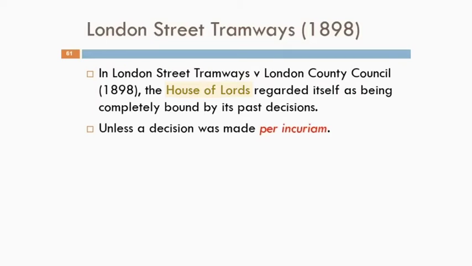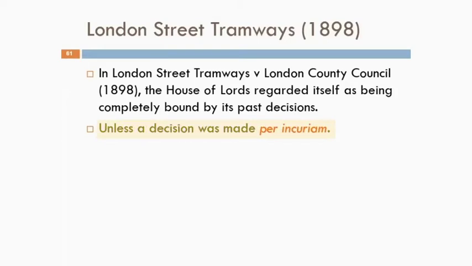So this is 1898. So I'm using House of Lords rather than Supreme Court because we didn't have a Supreme Court then. We had what we called the House of Lords. And they told us that they were bound by their previous decisions. So they could not overrule their previous decisions. Once they made a decision, whether it be 100 years or 50 years ago, according to the House of Lords in London Street Tramways and London County Council, they could not change that decision.